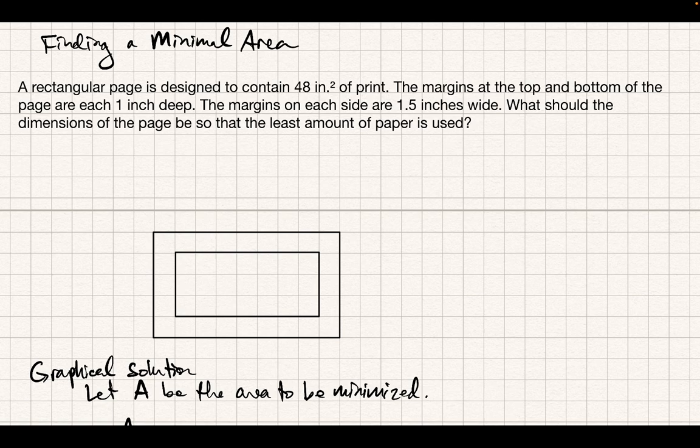A rectangular page is designed to contain 48 square inches of print. The margins at the top and the bottom of the page are 1 inch deep. The margins on each side are 1.5 inches wide. What should the dimensions of the page be so that the least amount of paper is used? We're actually going to find a minimum using an equation.